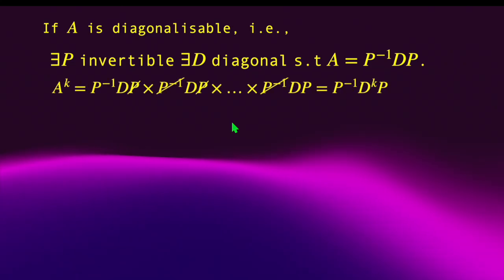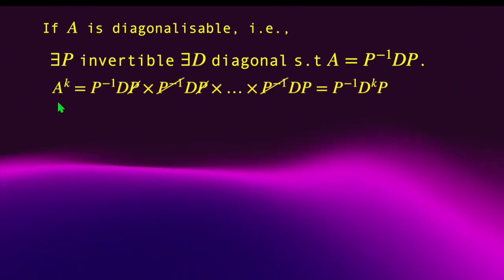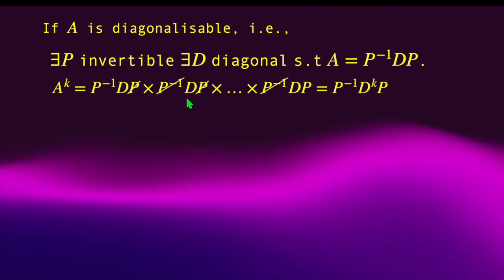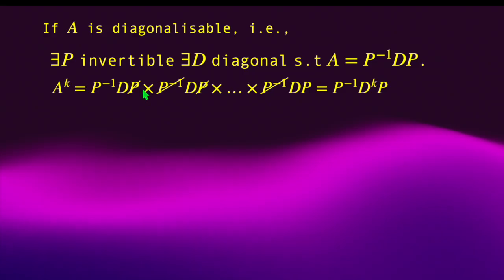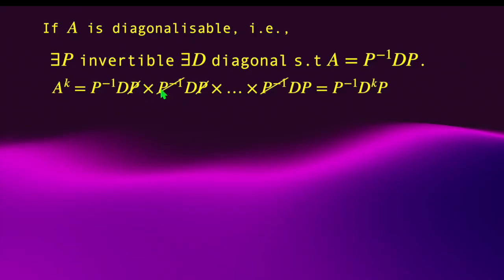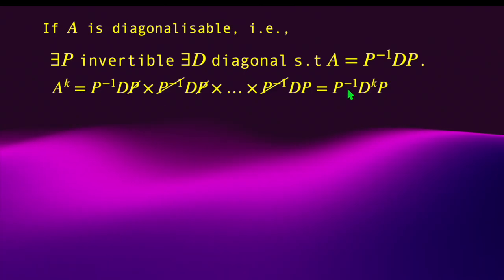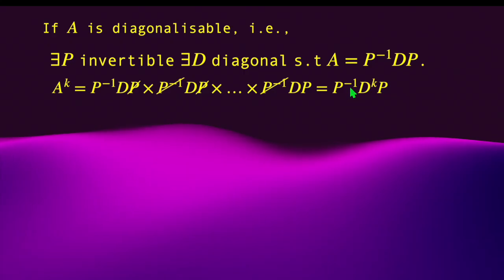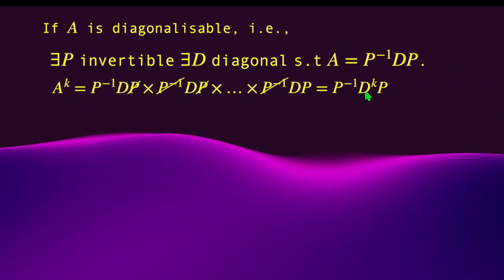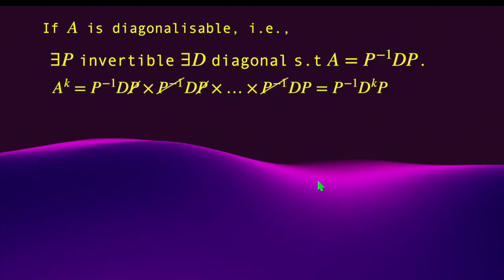Here also we have this formula for A power k. If you compute A power k, there is a cancellation here. P times P minus 1 is the identity, and we get that A power k is P D power k P inverse.